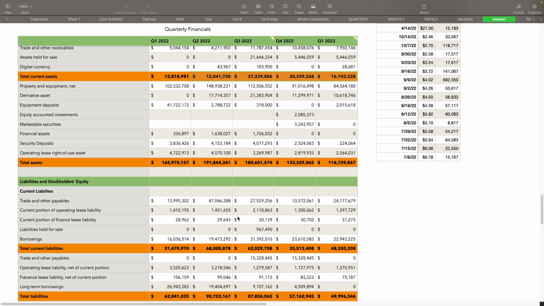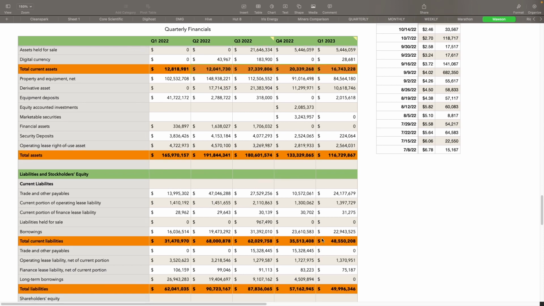Current liabilities. Trade and other payables is up to 24 million from 10.5. I wonder if that's related to miner purchases maybe. Current portion of operating lease liability is up a little bit to 1.39 from 1.3. And then current portion of finance lease liability is up a little bit to 31,000 from 30,000. Liabilities held for sale, zero. Borrowings is down a little bit actually to 22.9 from 23.6. So that's good. Total current liabilities actually increased to 48.5 million from 35. Like I said, that's a little concerning.